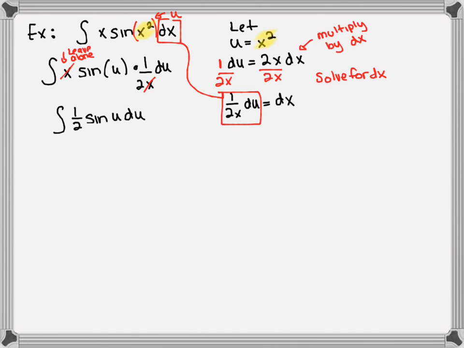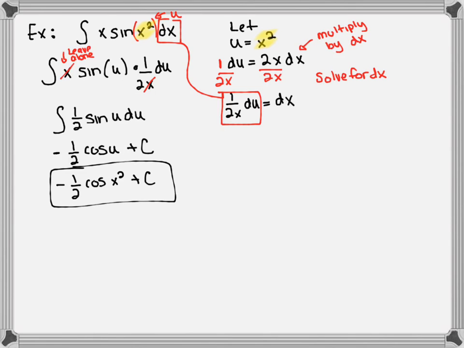So now it becomes a simple equation that I can take the antiderivative of. 1/2 is a constant, so I'm going to go ahead and leave it alone. So my antiderivative would be negative 1/2 cosine of u plus c. And then the last thing is I just have to substitute u back.